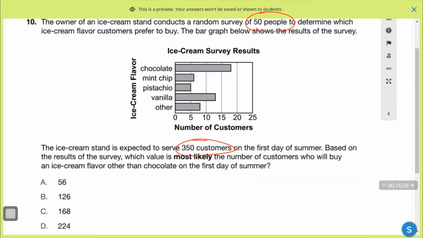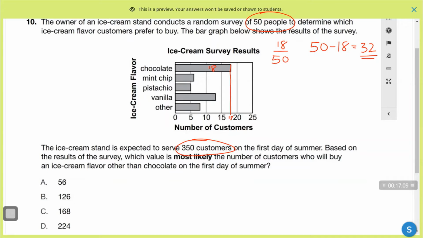So instead of trying to estimate all of the other flavors, instead of trying to estimate here, here, here, and here, I'm going to make my life a little bit easier, and I'm just going to estimate chocolate. Because if I know that chocolate right here is just past half, but not quite close enough, I'm going to say that that represents 18. If I know that 18 out of the 50 people represented chocolate, then I can just take that 50 and subtract 18 to find that everyone else would represent 32.